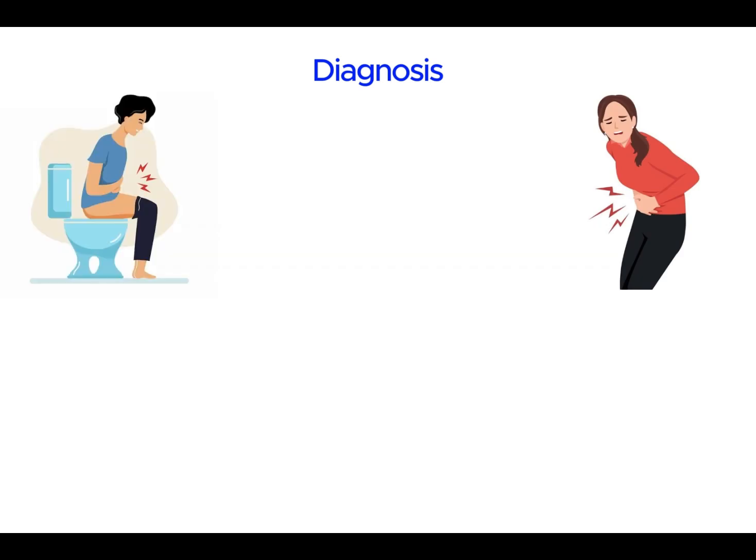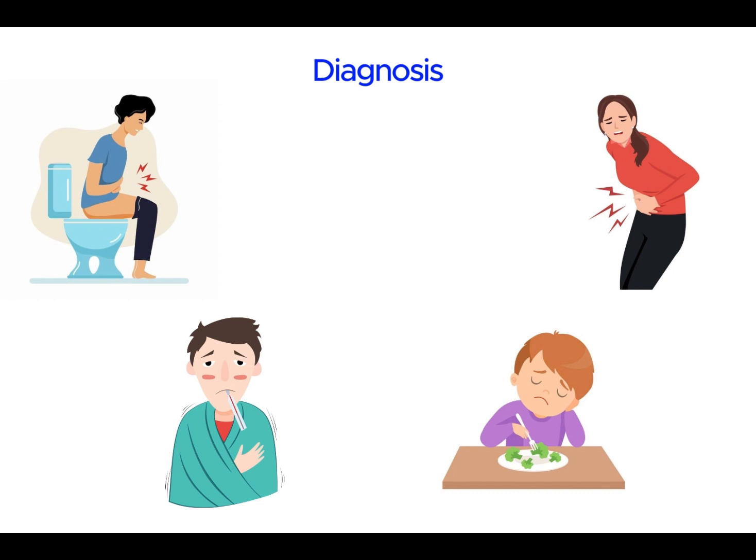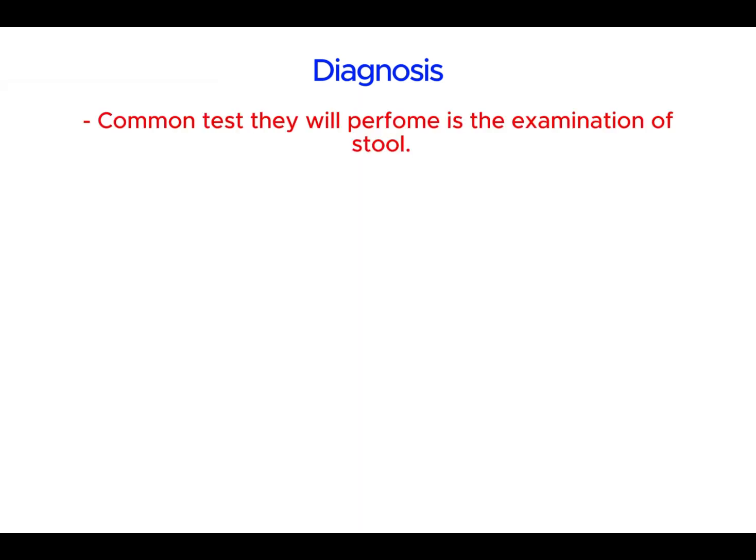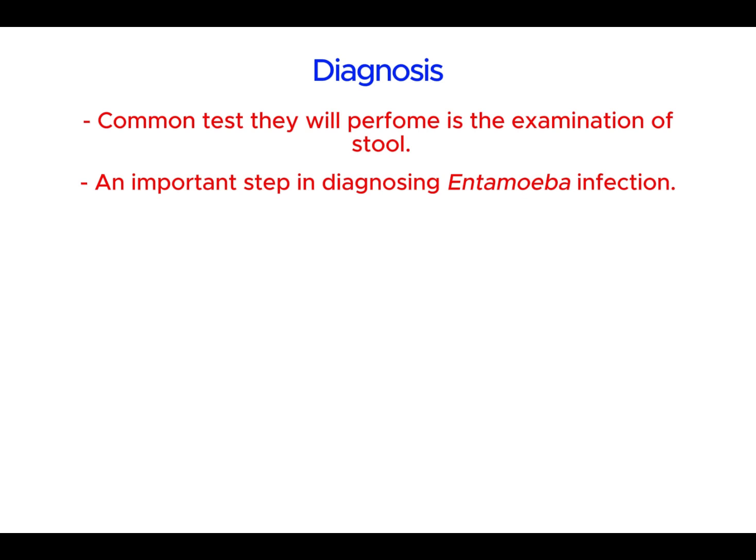Imagine you are experiencing symptoms such as stomach cramps, diarrhea, fever, loss of appetite, and maybe seeing blood in the stool. This could be a sign of Entamoeba infection. But to confirm this, you need to see a healthcare provider. The most common test they will perform is the examination of stool. This may sound unpleasant, but it's an important step in the diagnosis of Entamoeba infection.